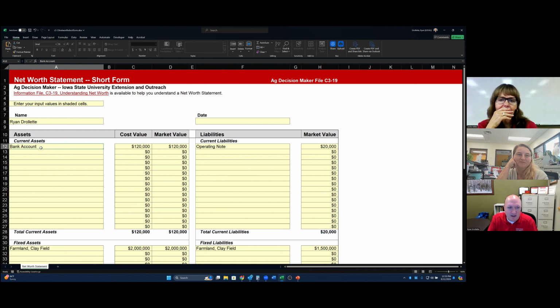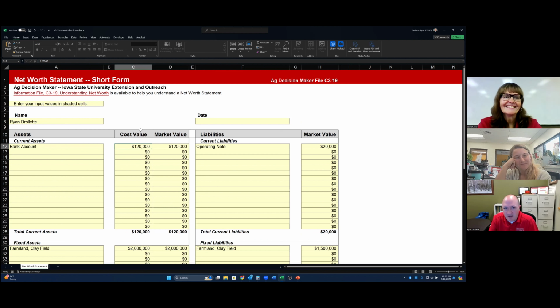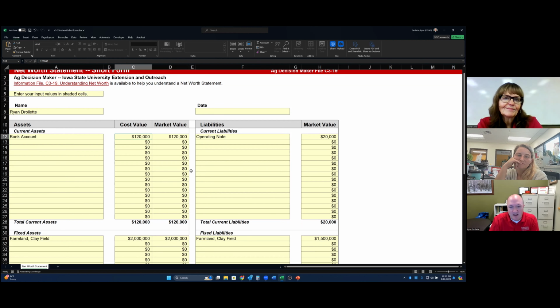I started adding things in. Number one, I've got a bank account. Some days I wish I had $120,000 in it. This balance sheet or net worth statement actually lets me put in the cost value, what the current value is, or a market value. I've got my liabilities on this side. So I've got an operating note. It's going to be due this year. It's got a market value of $20,000. On my bank account, it is what it is. Cost and market value are the same thing.